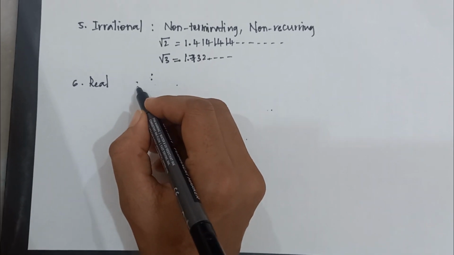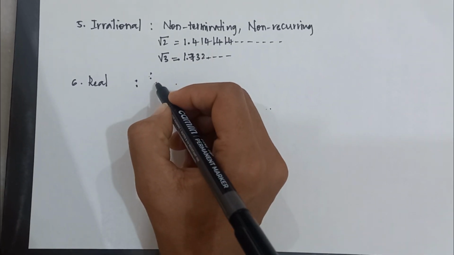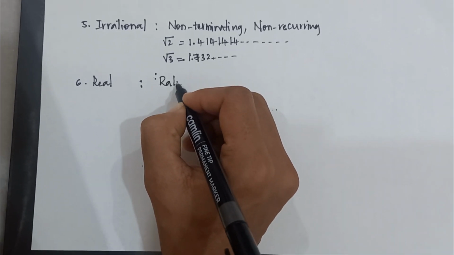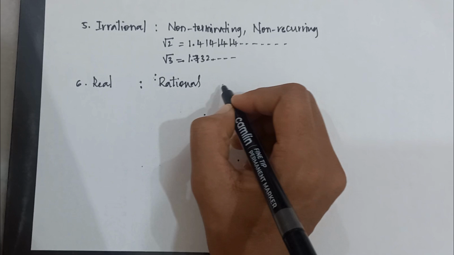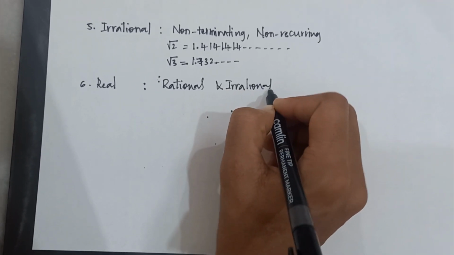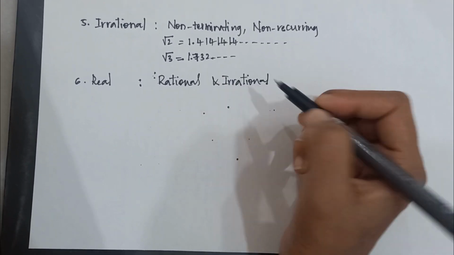What are real numbers? Real numbers are the numbers which include both rational and irrational numbers.